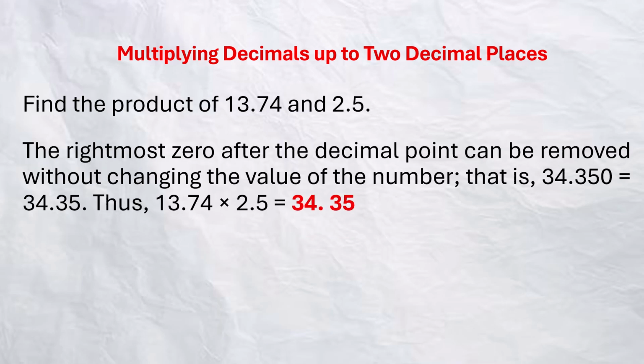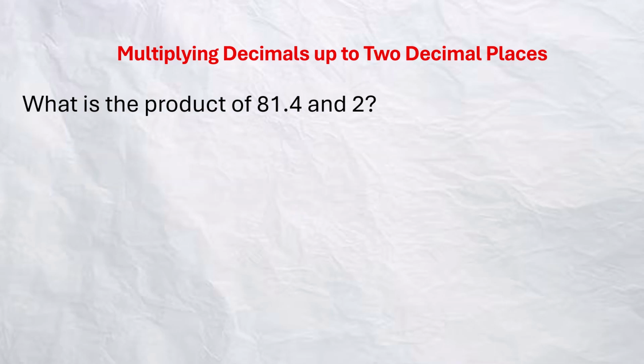So the final answer for that is 34.350, but we can remove the 0 without changing the value of the number. So we can also have this as our final answer, which is 34.35. Another example, we have what's the product of 81.4 and 2?